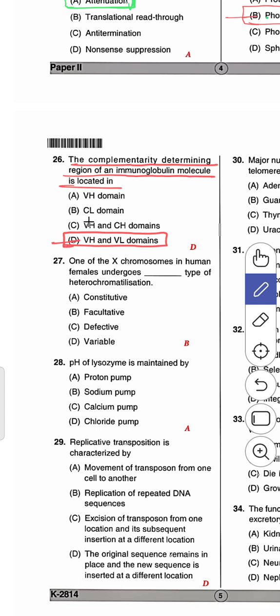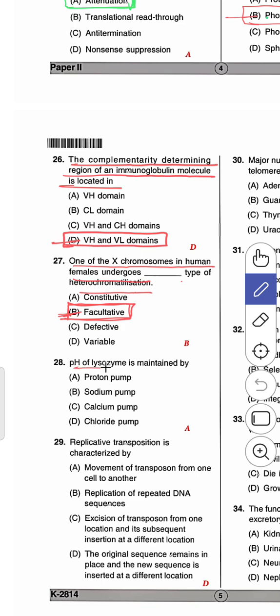Then 27th question, one of the X chromosomes in human females undergoes dash type of heterochromatization, that is facultative. So it is the right answer for this question. So the X chromosome in human females undergoes facultative type of heterochromatization. B is the right answer.